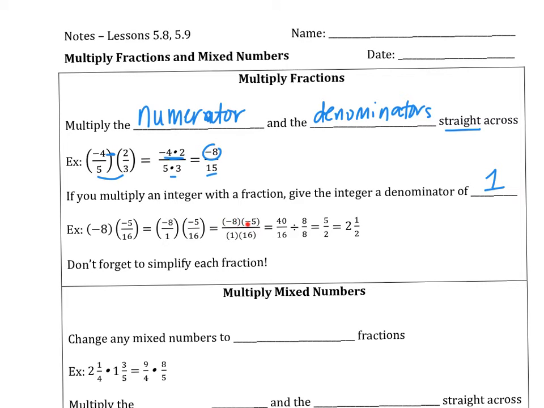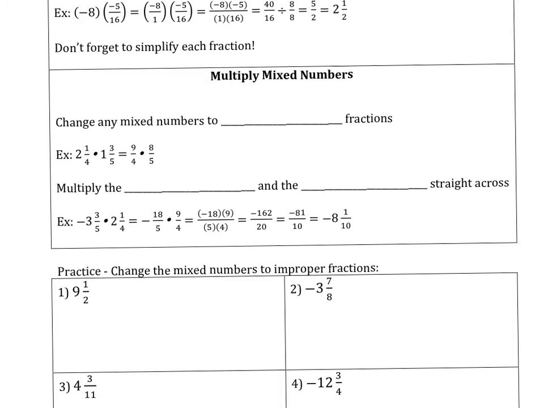We have a negative 8 times negative 5 is 40, and we have 1 times 16 is 16. We can reduce that down by dividing by 8 over 8, which is 5 halves, and 5 halves turns into 2 1/2. We want to make sure we don't forget to simplify the fraction, because once we're done with our answer, we have to check to see if it can be simplified.